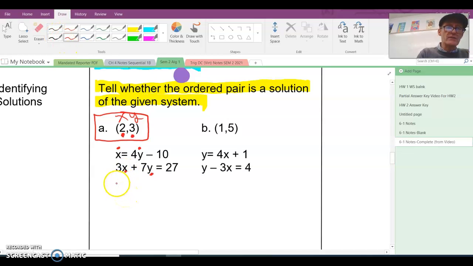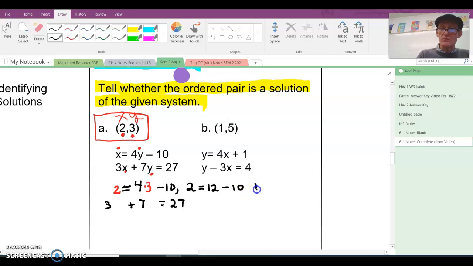I'm just going to fill in my equation here, and use different colors. So I put a 2 in here. 2 equals 4 times 3, which is the y, minus 10. Now I'll figure that out. 2 equals 12 minus 10. The 12 came from the 4 times 3. And this is true.